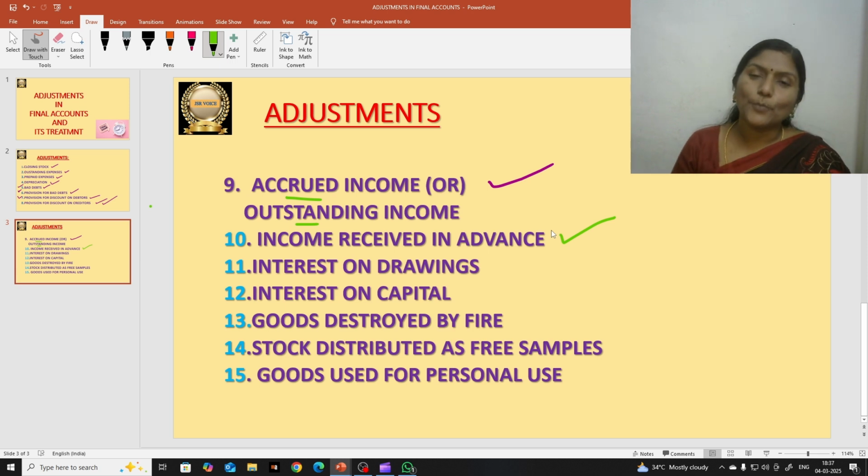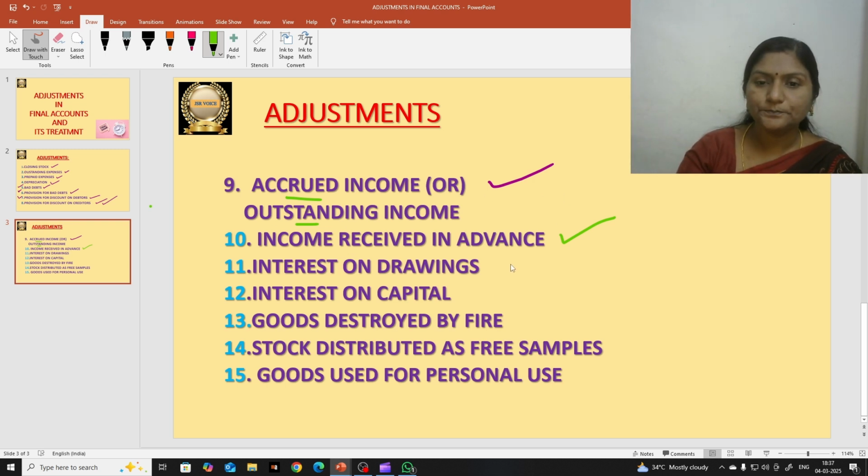Second time you should go to the balance sheet and record on the liability side. Write income received in advance, otherwise commission received in advance. If the income name is commission, you write commission received in advance in the balance sheet on the liability side the second time. Hope this is clear. Let us move to the next one.